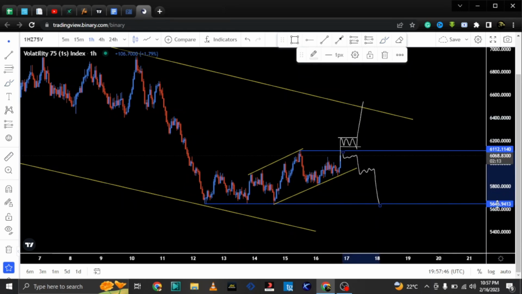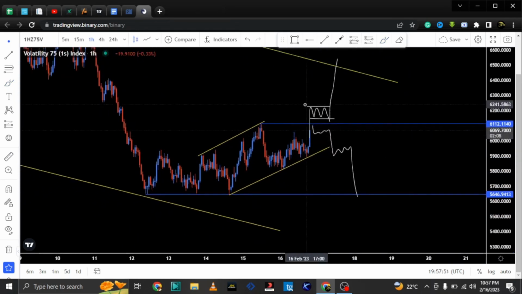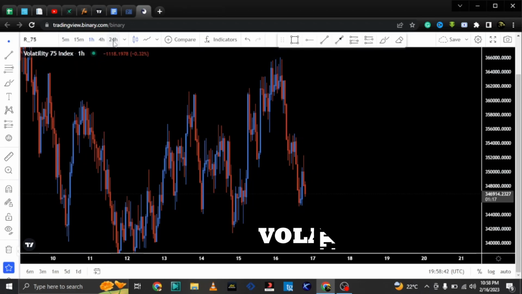So these are the two possibilities that we are looking at. So we are looking at either this market breaking out, giving us a continuation pattern to the upside, or going and coming back, giving us a flag to confirm that it's coming down. Once it breaks here, gives me another flag, then I'm interested and I'm trading it to the downside. All right, let's move to our third pair. So we are on volatility 75.